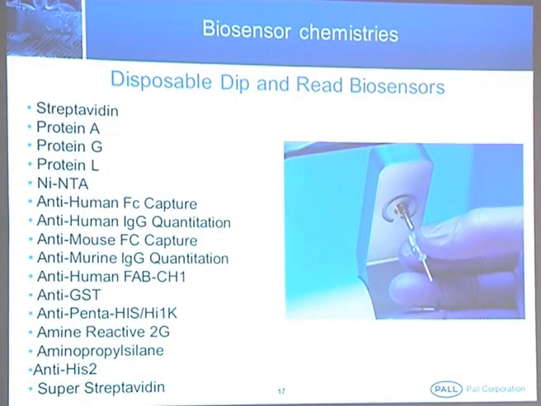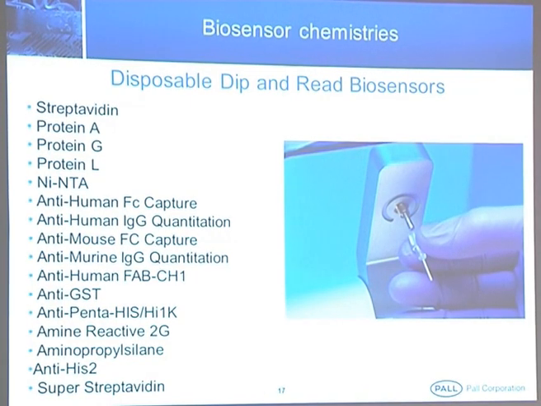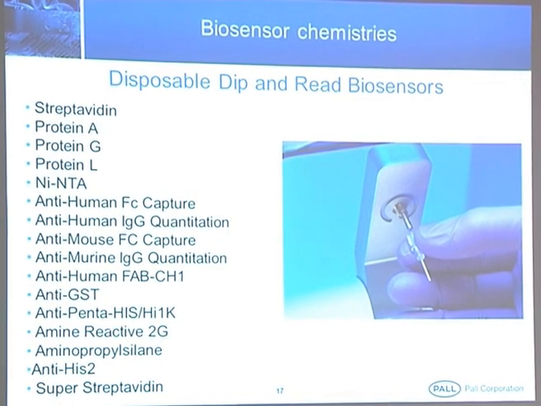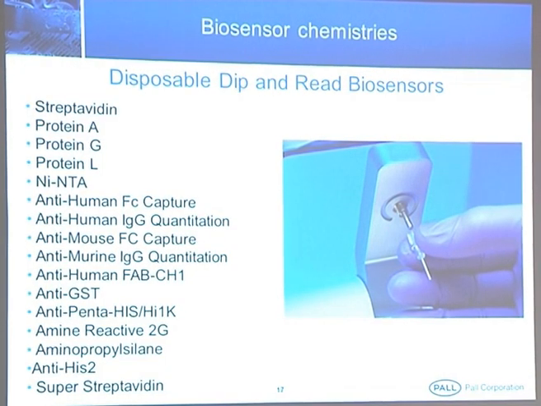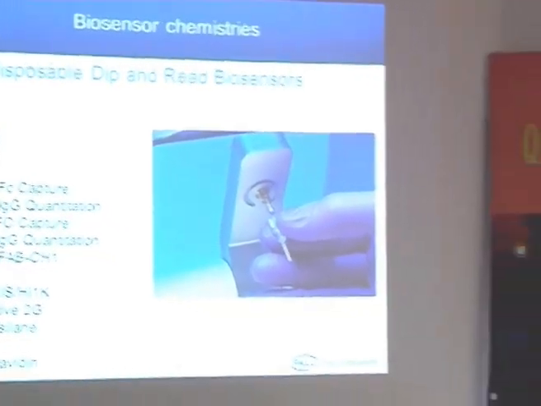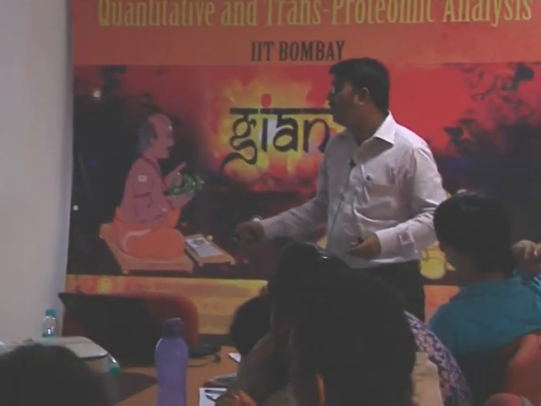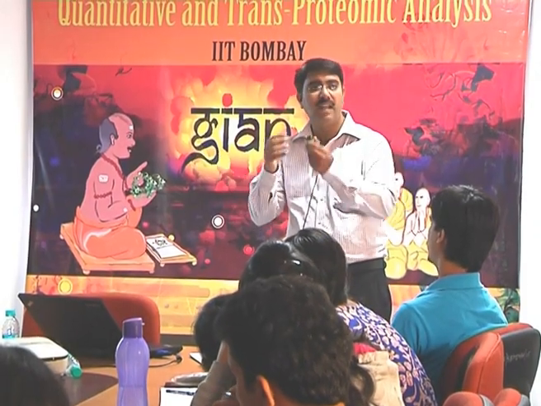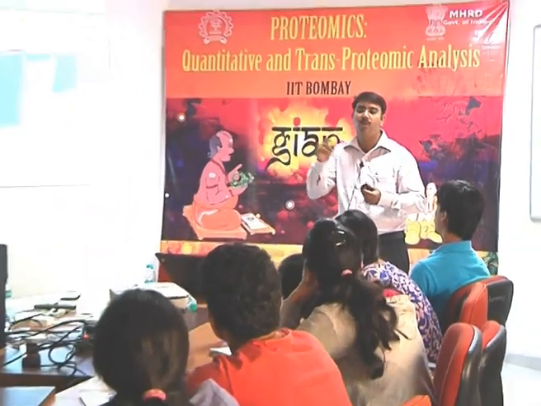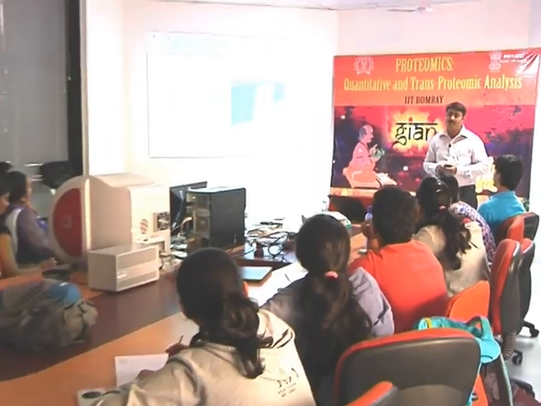As I mentioned about the biosensors, we have around 16 different chemistries, and depending upon your application we can choose. Streptavidin and amine coupling, amine reactive, are useful for custom protein quantitation as well as kinetic studies. With streptavidin, one of the proteins has to be biotinylated, then immobilized. In the case of amine reactive, the N terminal or lysine gets involved, covalently coupling to the sensor surface.